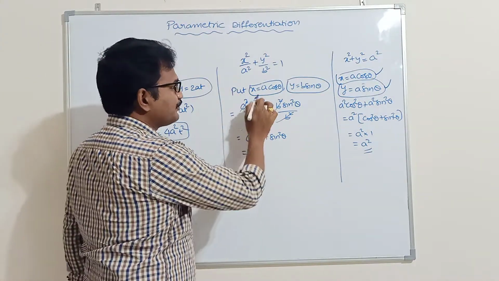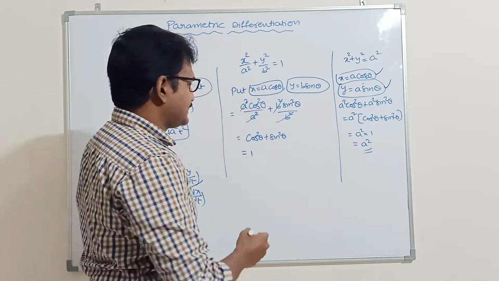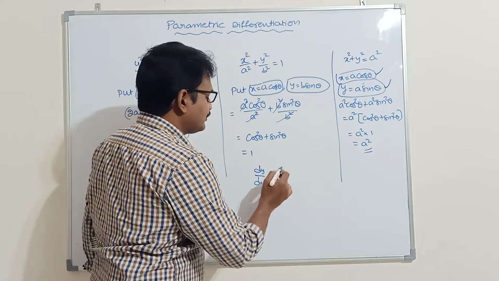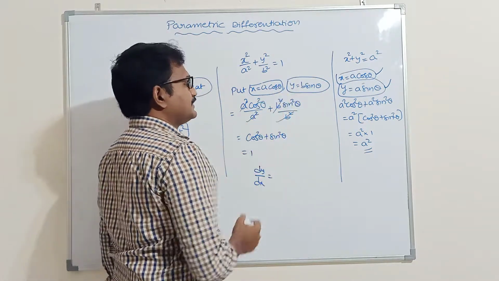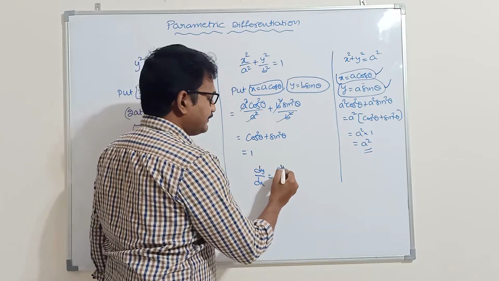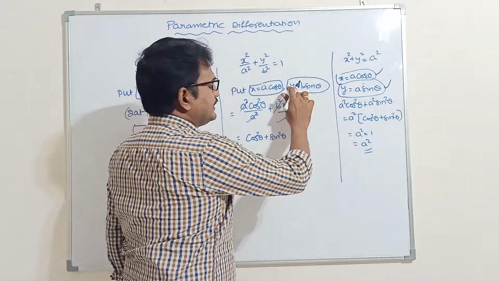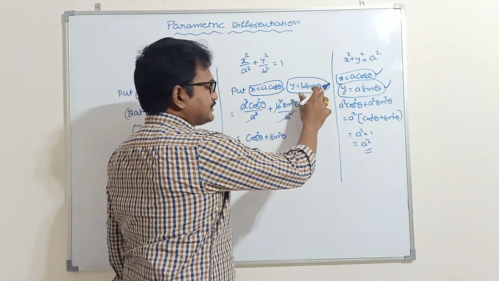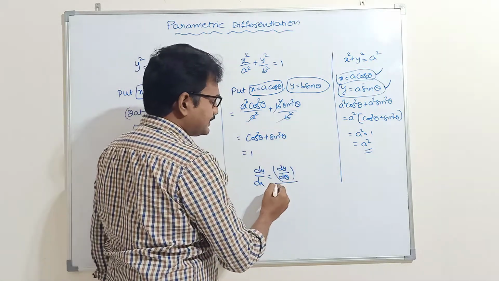Similarly, how to find dy by dx for the ellipse equation? How to find dy by dx, the slope or derivative of this equation? Find dy by d theta. This y is in the form of the parametric equation in theta. So here theta is the parameter. That is why we differentiate y with respect to theta.